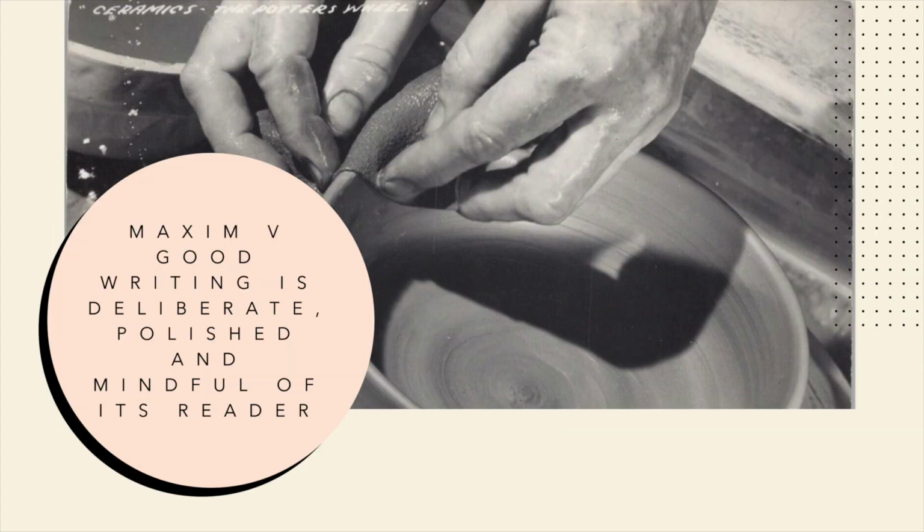Maxim 5 emphasizes the importance of crafting writing that is intentional and considerate of the reader's experience. It encourages writers to be deliberate in their word choice and polish their work for clarity and impact. Each part of your writing should be meaningful and serve a clear purpose. Good writing requires effort, attention to detail, and a focus on the reader. By being mindful of your word choice, avoiding overused phrases, and ensuring clarity and emphasis in your writing, you create a more engaging and effective experience for your reader.